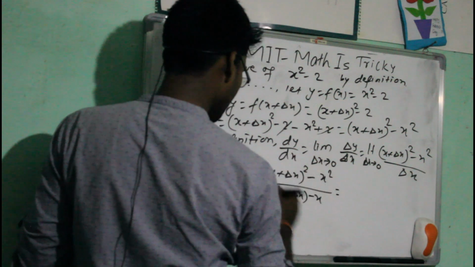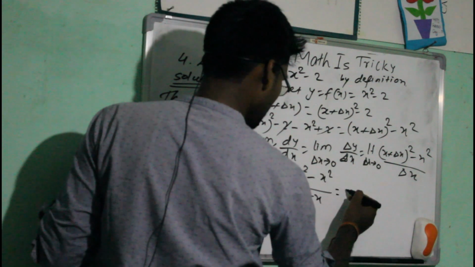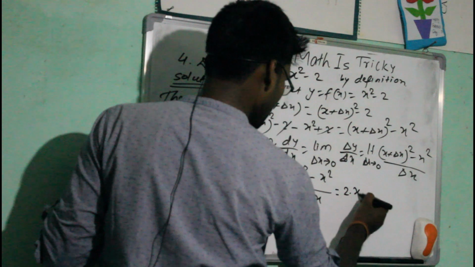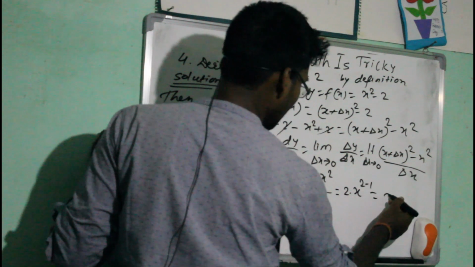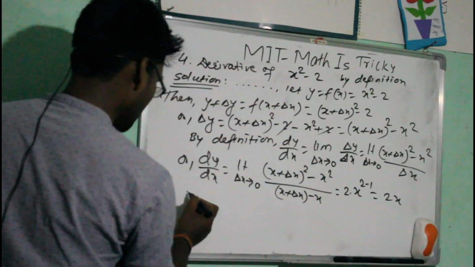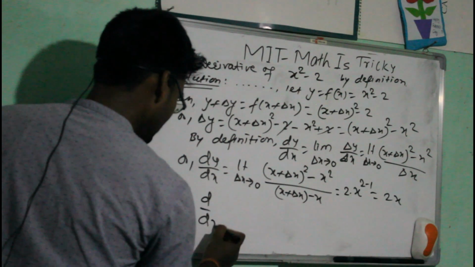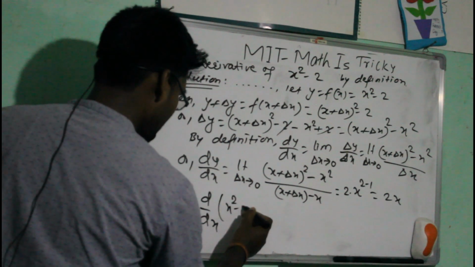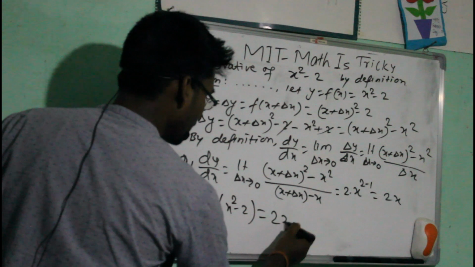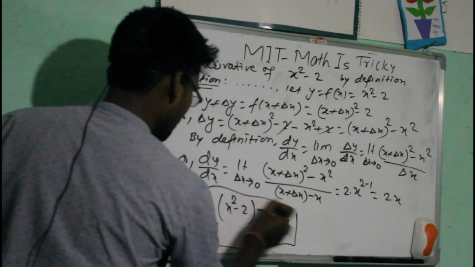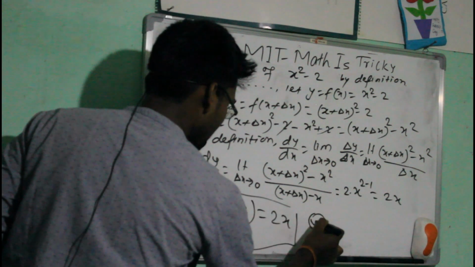So now we can use the formula for this. It is simply 2x power 2 minus 1, that is 2x. Therefore, d by dx of x square minus 2 is simply 2x. That's the answer. Hope you are understanding this.